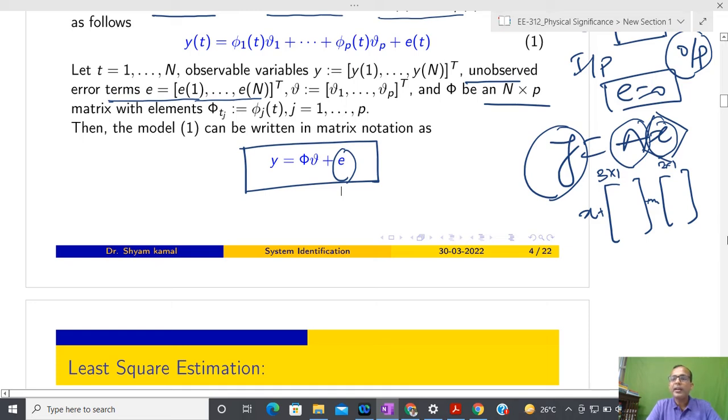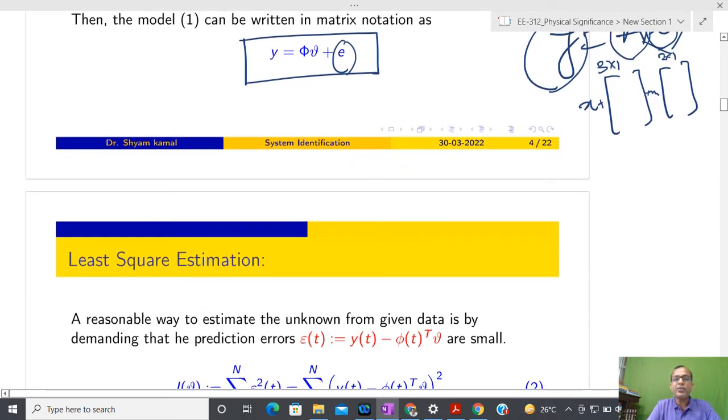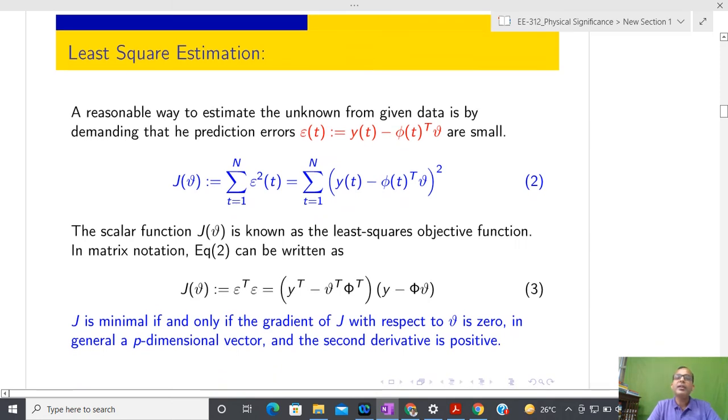So the main goal is to minimize that error, and due to that reason I now have to take the help of some kind of norm. Okay, because I have already told you that whenever I am writing y(t) minus phi(t) into theta like this, it might be possible that I have a multi input multi output process also. Suppose I am observing multiple outputs at the same time. At that time this y(t) may be some kind of vector.